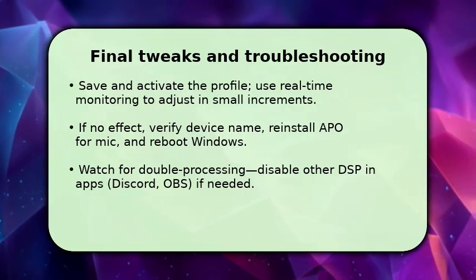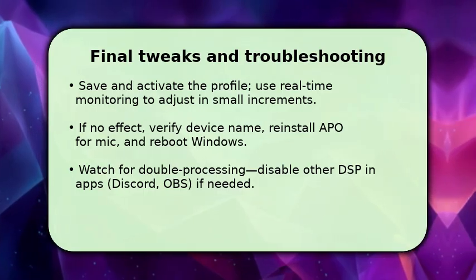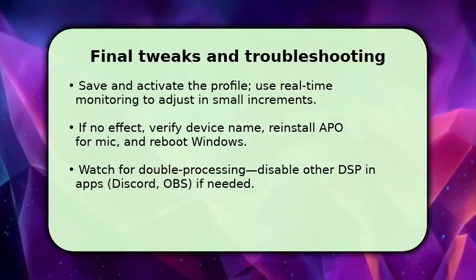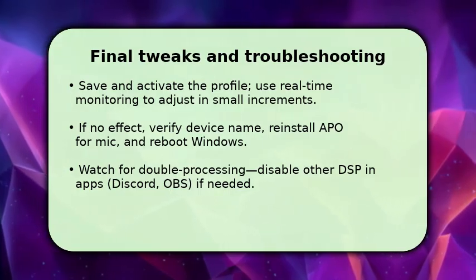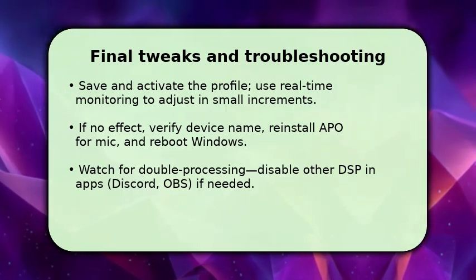Make small adjustments. Big jumps mask problems. If you see no change, reopen the configuration editor to confirm the mic is still selected. Reinstall Equalizer Apo for that device and reboot. Mismatched device names are the usual culprit.